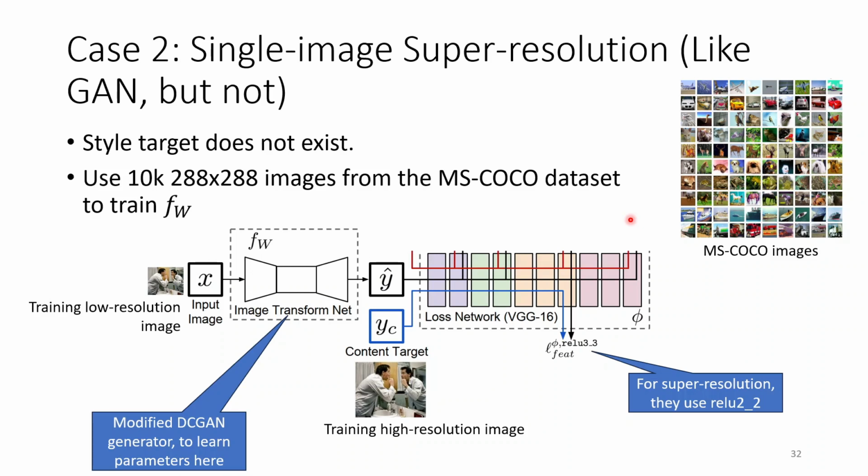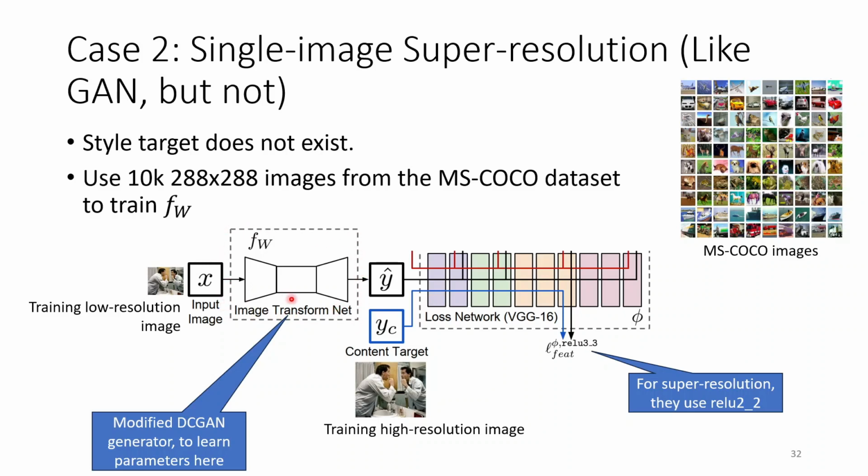Okay. They have a lot of training images from the MS-COCO dataset. Their content target will be the high resolution image, and their input image will be the low resolution one generated by themselves. So when they use a pair of images, this is the y_c, the content image, they put the content image into the VGG network, and there will be a lot of layers. Okay, and then they create an image transform network.